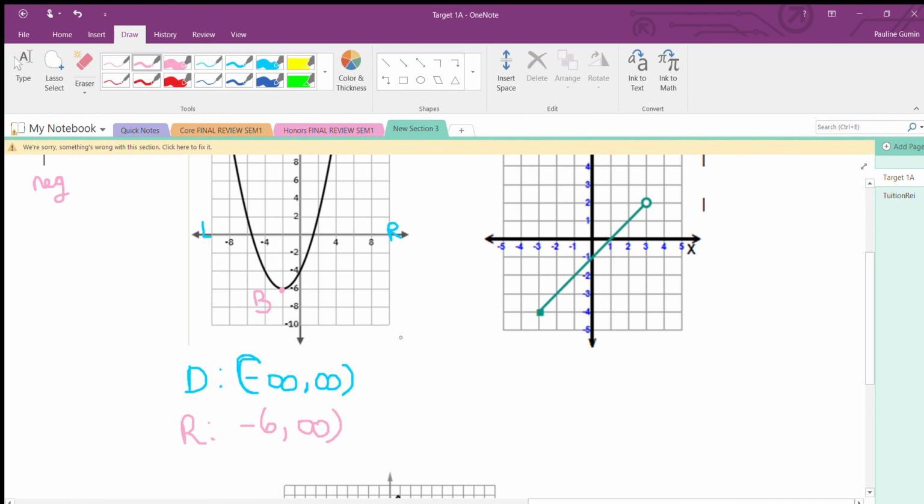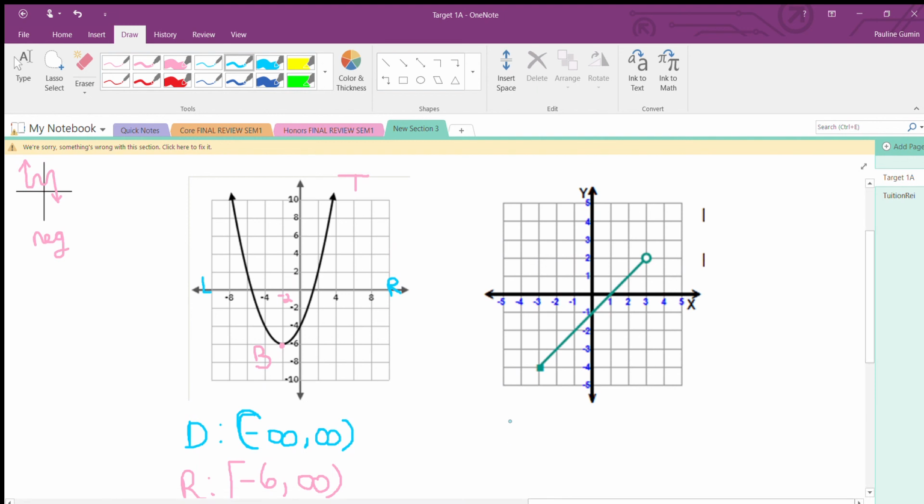Now what about our -6? Does our -6 exist on our graph? Yeah, there's a point right there. I believe this is a -2. It'd be -2, 6. Since it exists on our graph, I'm putting a bracket. Now let's take a look at bracket versus parenthesis on this one as well.